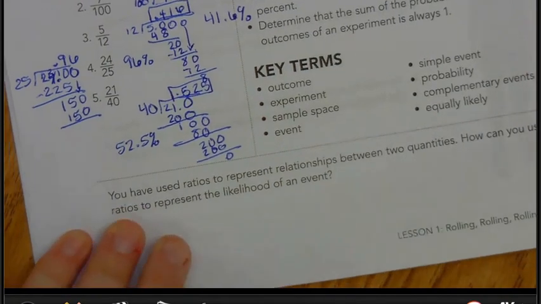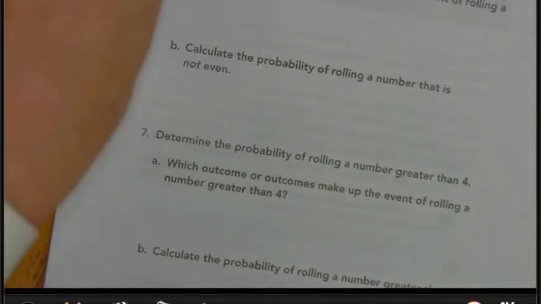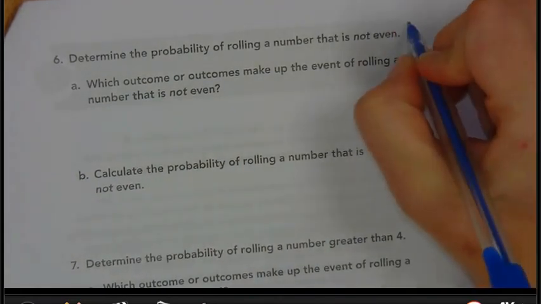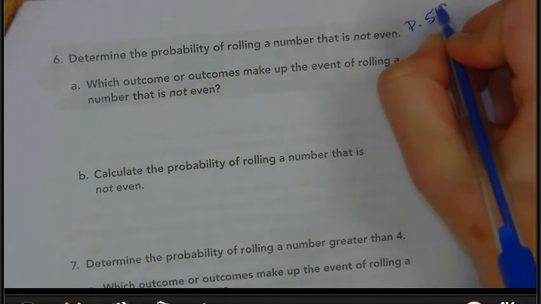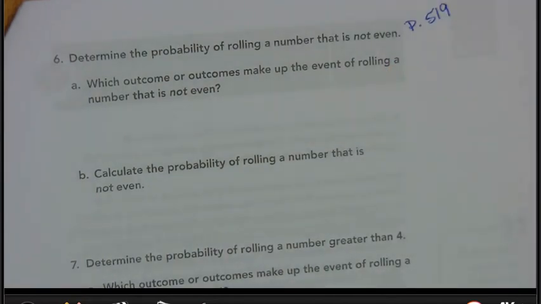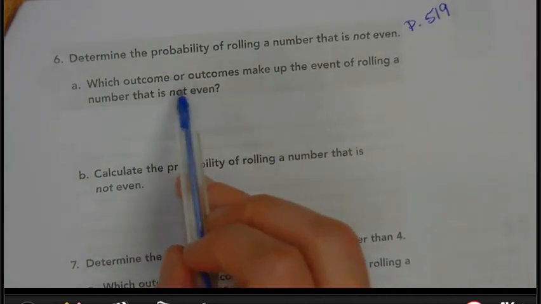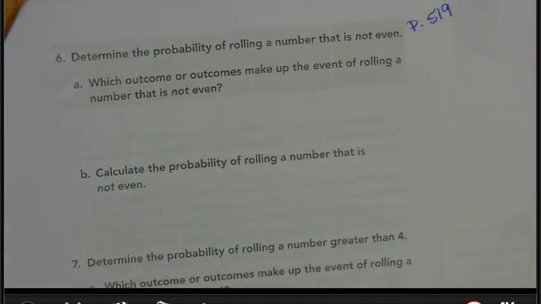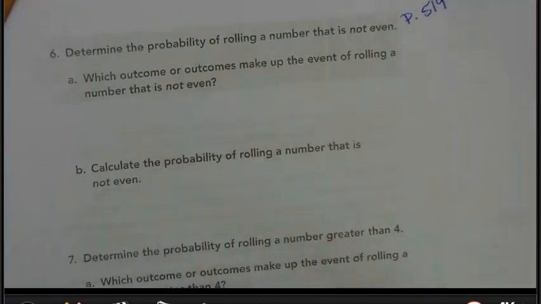All right. We're going to flip over to page 519, and we're going to revisit some probability that we learned the other day. All right, we are on page 519. It's asking us to determine the probability of rolling a number that is not even. Okay, so which outcome or outcomes make up the event of rolling a number that is not even? Okay, so I'm rolling a dice.